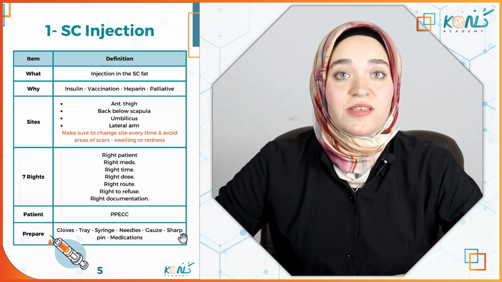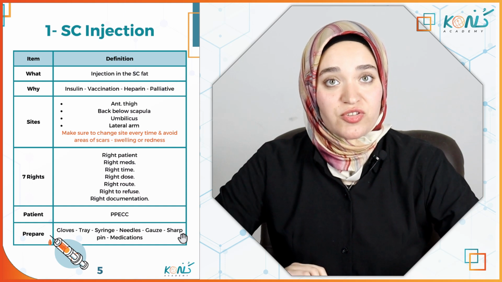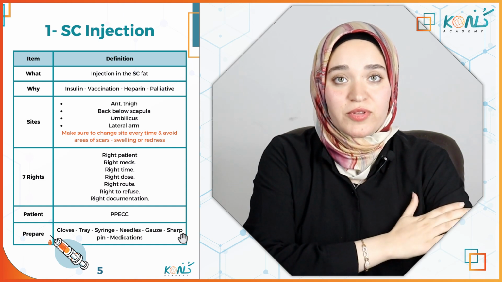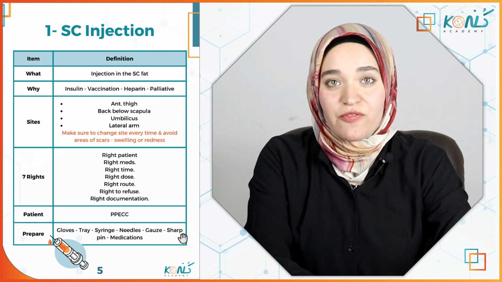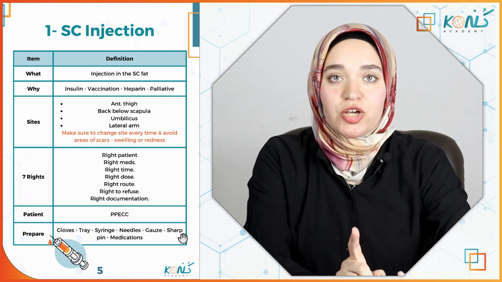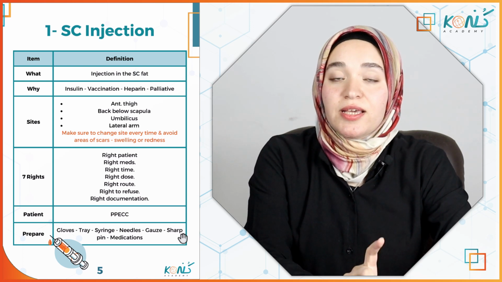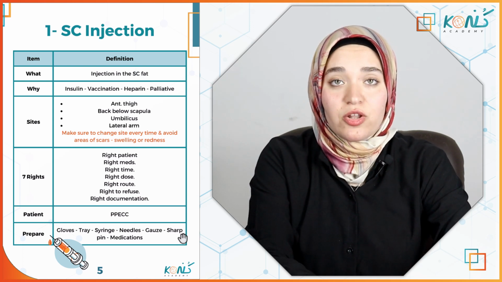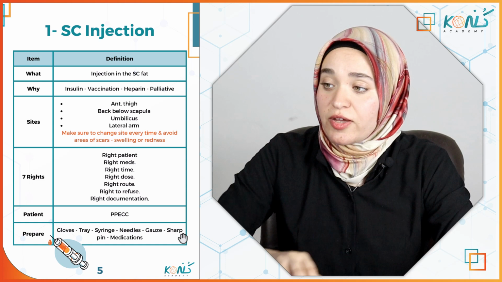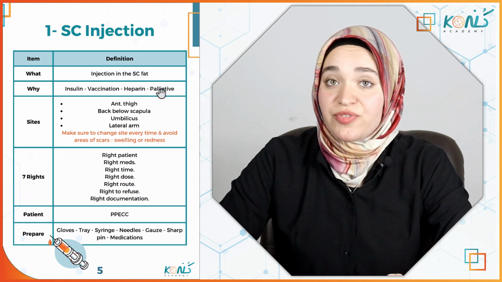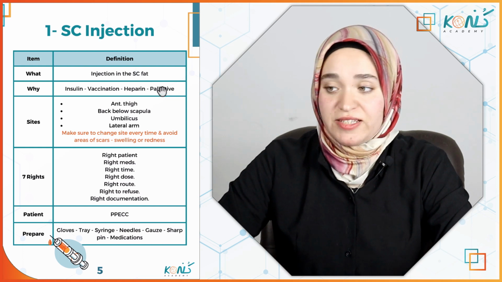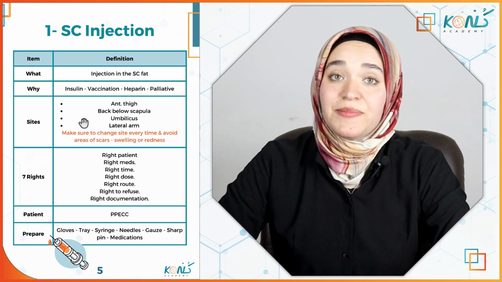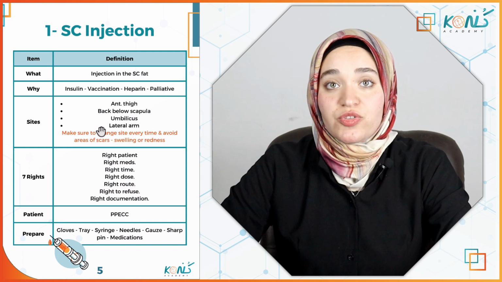Then explain what is subcutaneous injection. Subcutaneous injection is injection in the subcutaneous fat. Why we need it: in case of giving specific medication like insulin, like heparin, like some vaccination, and also in some situations like palliative care. People can take morphine subcutaneously. Then let me explain to you the sites of injection.